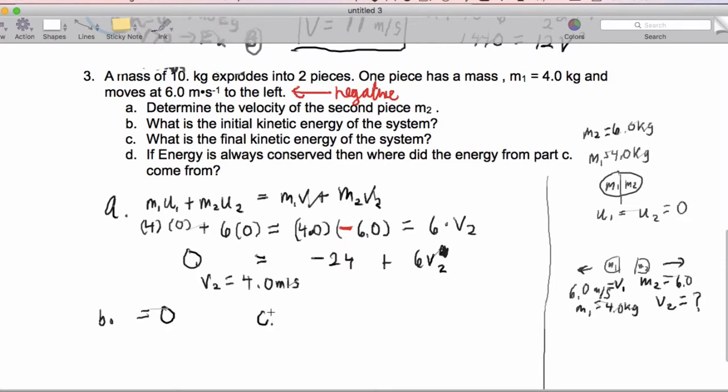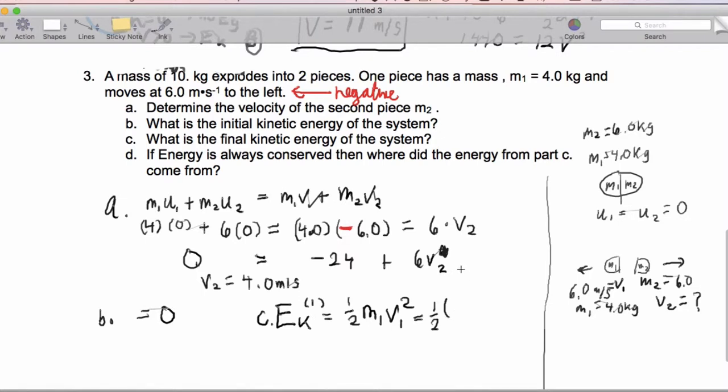Now for part B, the initial kinetic energy is 0. For the final kinetic energy, people really read a lot into this. Let's just keep it simple. The kinetic energy of the first piece, so EK for 1, oh my gosh, let's try this again. EK for piece 1 is 1/2 M1 times V1 squared. People really wanted to read a lot into that. It's just not that complicated. Keep it simple. Just the kinetic energy of that one piece.